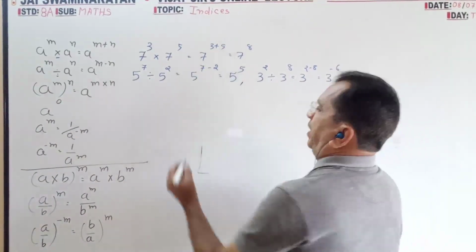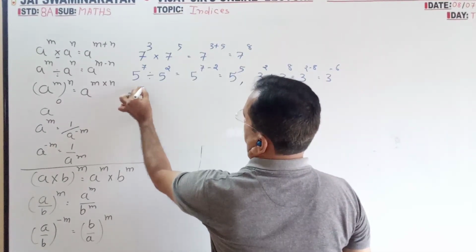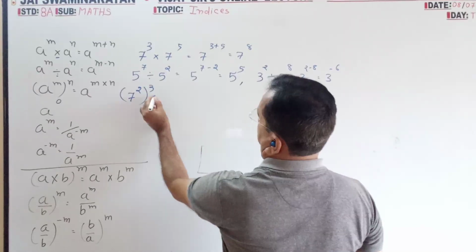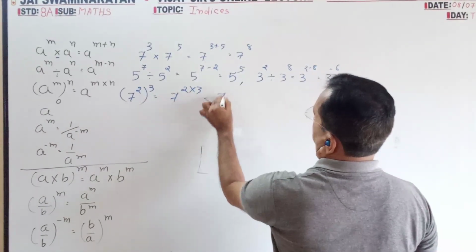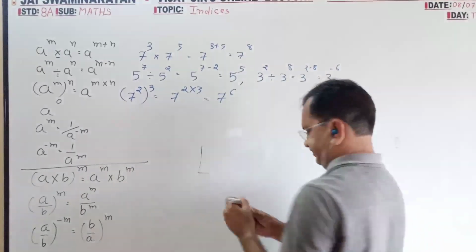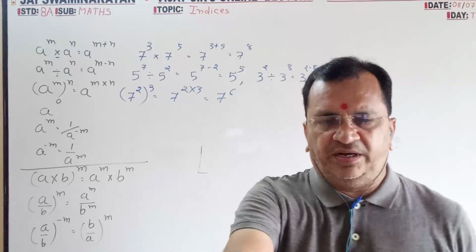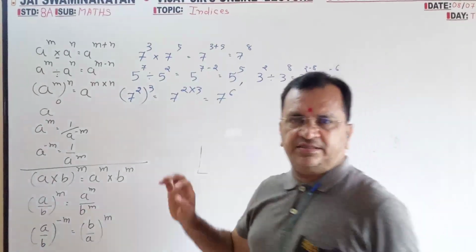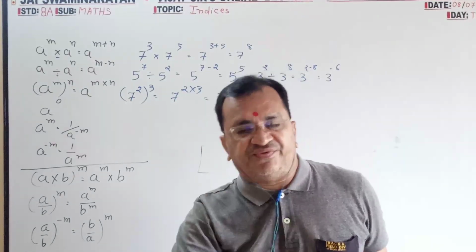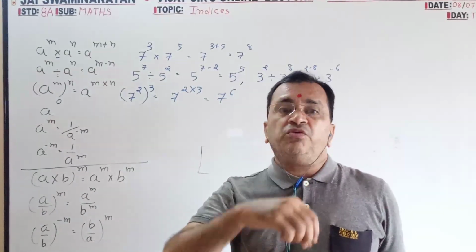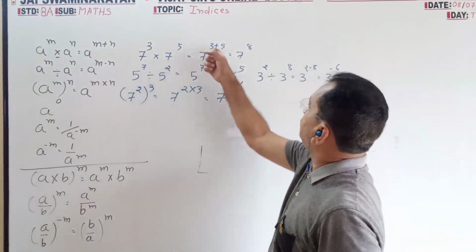Now power of power. Suppose it is 7 raised to 2 and 3. So 7 raised to 2 into 3, so 7 raised to 6. Three simple rules I have given with the example: when the base is the same and the powers are different and you want to multiply, at that time you have to add the power.